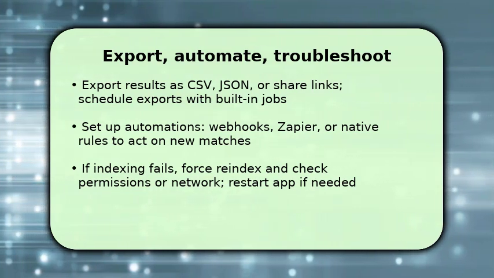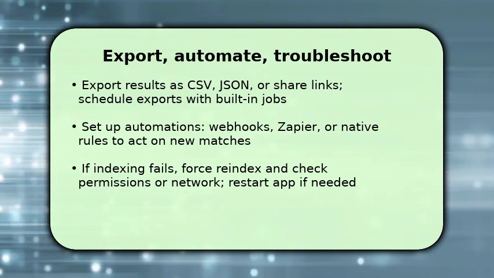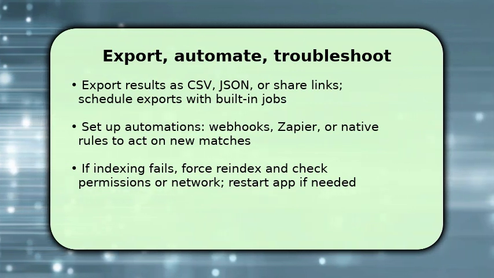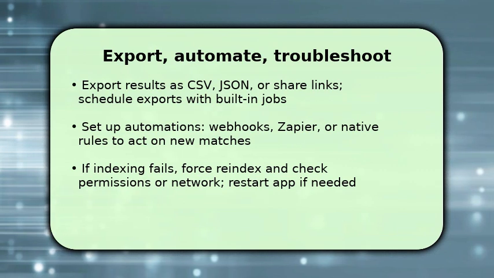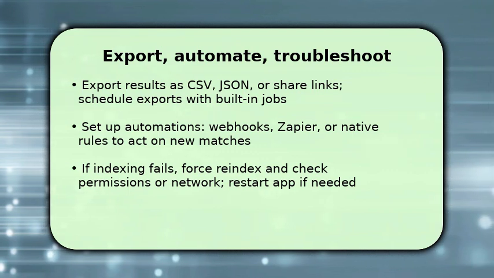Choose CSV, JSON, or shareable links for results and schedule recurring exports. Then set up automations using webhooks, Zapier, or the app's native rules so new matches trigger actions automatically. Once automations run, monitor logs and adjust thresholds.